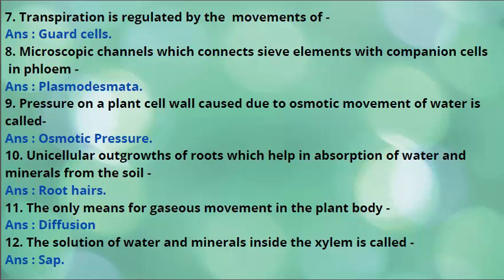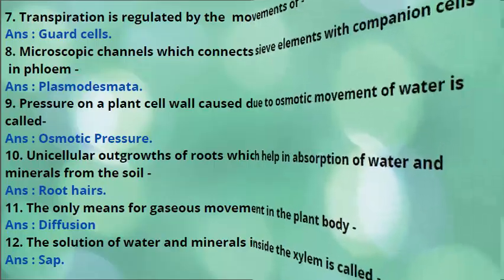Number 11, the only means for gaseous movement in the plant body is diffusion. Diffusion is the process by which gaseous exchanges take place in the plant body with the surrounding environment. Number 12, the solution of water and minerals inside the xylem is called sap. Sap is the solution of water and minerals which is conducted by xylem in the plants.